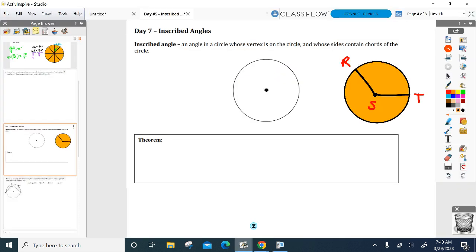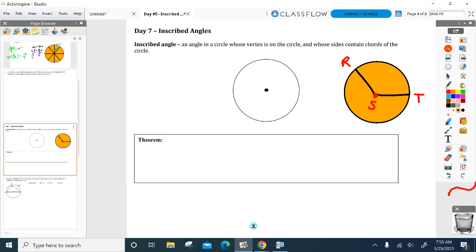What's that called? That's the arc, minor arc, but the angle, sorry, I should have mentioned, this is the center right here. S is the center. RT is called a minor arc. RT going this way is a major arc.